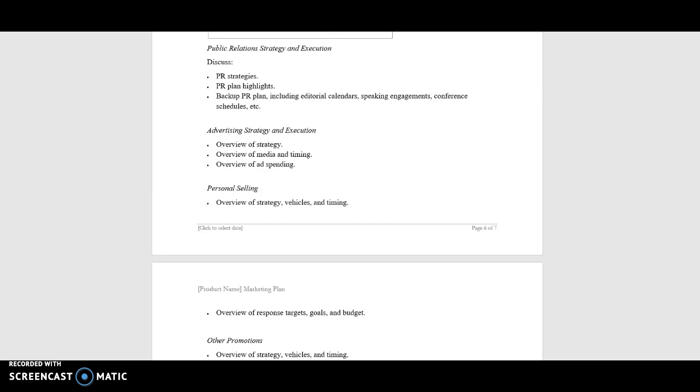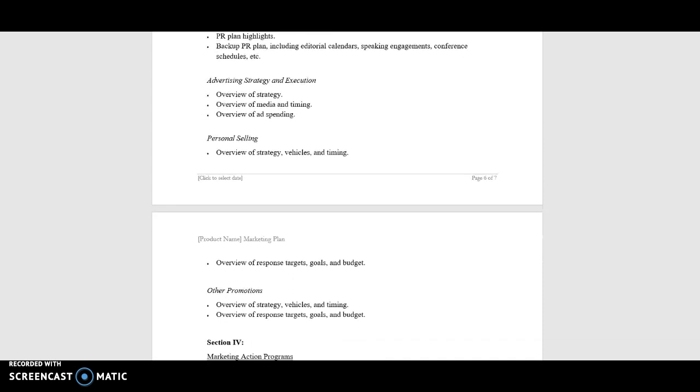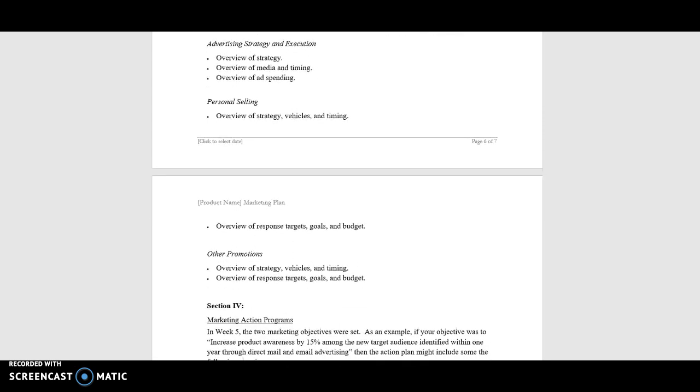And if you decide to do PR, please explain that PR strategy, highlight some of the key points and goals of your PR strategy, share the plan, maybe a little bit of your calendar, speaking engagements, things of that nature. In terms of your advertising, how much you plan on spending on the ads, what type of ads you plan on creating and why, and just an overall overview of the strategy.